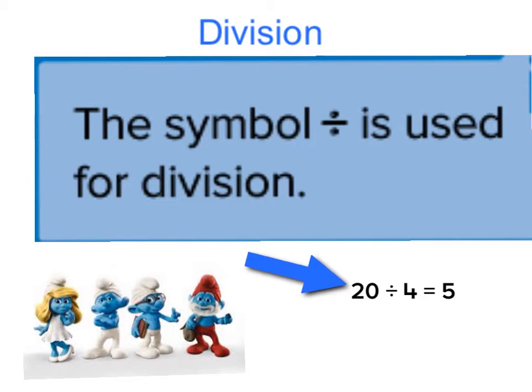Now, which part of the number sentence tells us the number of groups? This part here is the 4. We had 4 Smurfs, didn't we? So the total is 20 and the number of groups is 4. And now which part of the sentence tells us the number in each group? Well, that's our answer, which is 5.